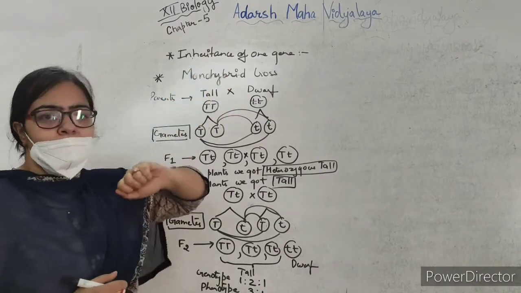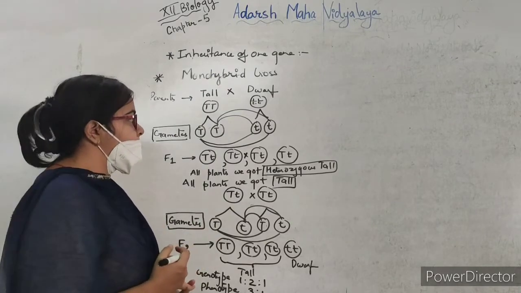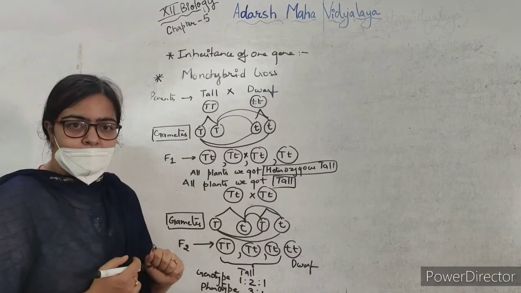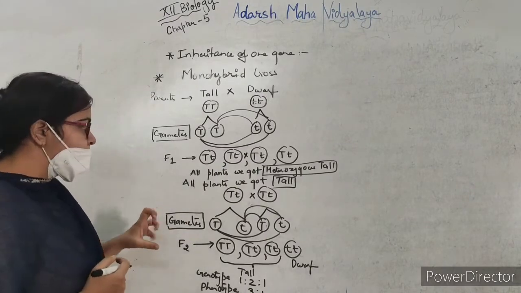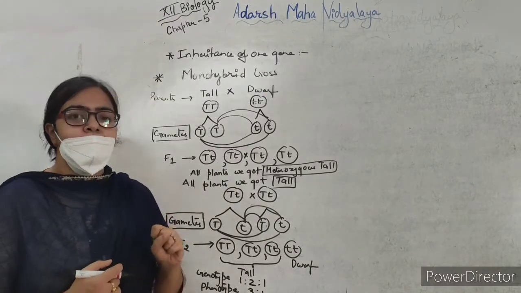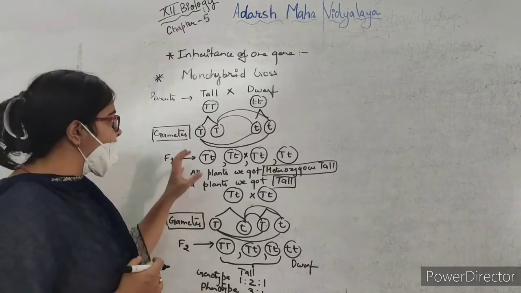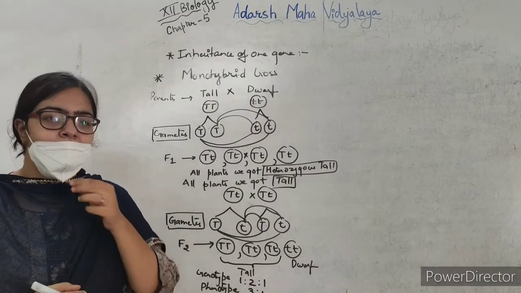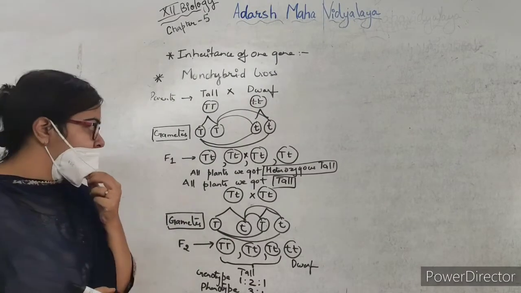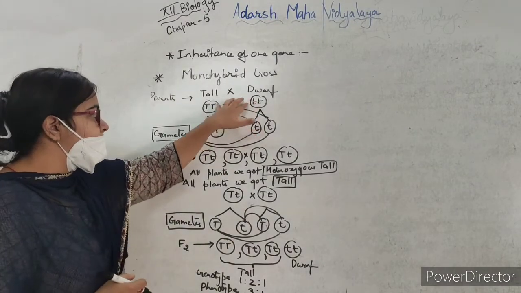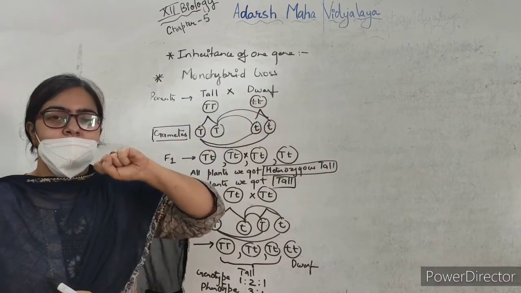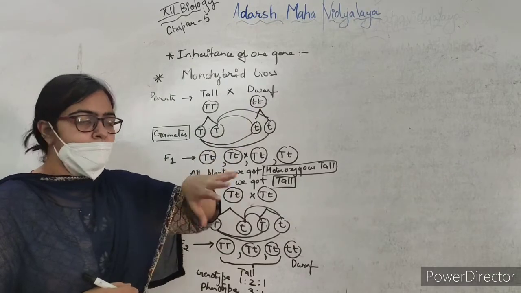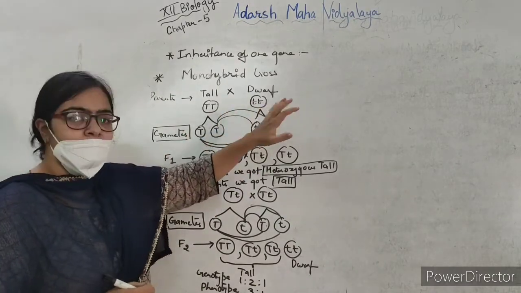So Mendel gave 2 laws based on the inheritance of one gene, that is monohybrid cross. First one was the law of dominance and the second one was law of segregation. Okay. Now what does law of dominance say? Law of dominance says that the characters like tallness and dwarfness are controlled by discrete units which are called factors. These factors will occur in pairs, as we can see here, because we are diploid organisms.